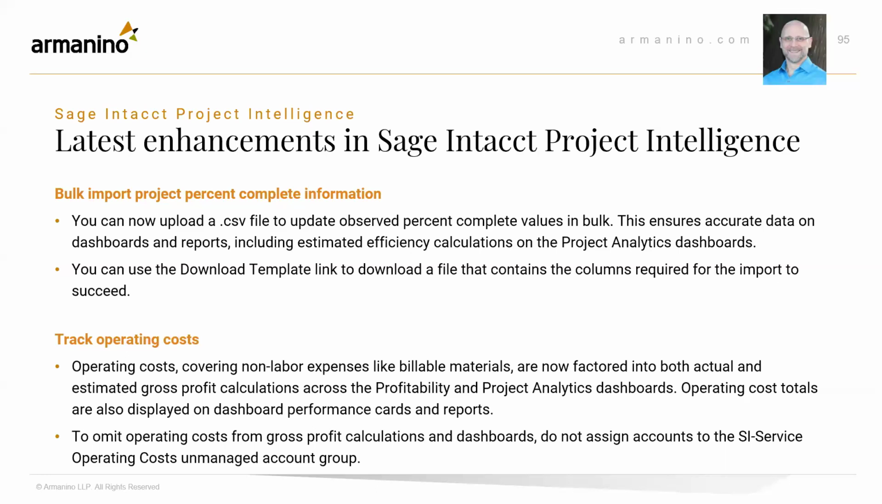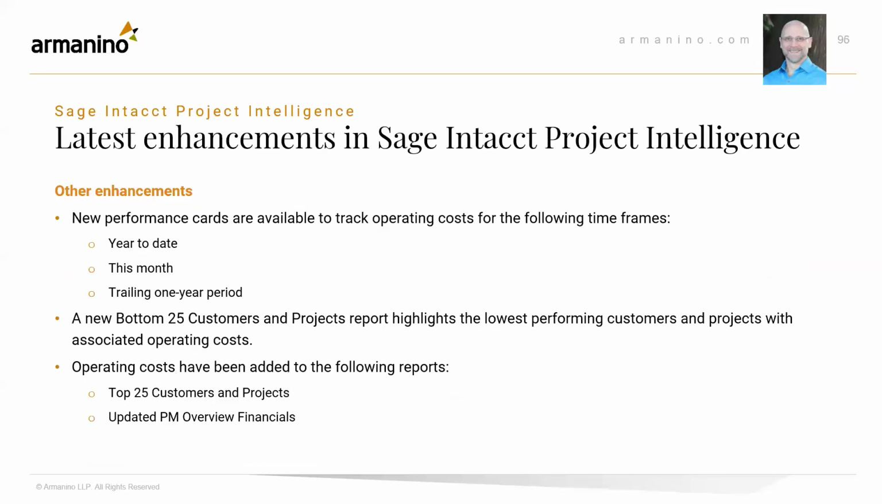Now they're factored into both actual and estimated gross profit calculations using the profitability and project analytics dashboard. Operating cost totals are also displayed on dashboard performance cards and reports. To omit those from gross profit calculations, do not assign those accounts to the SI service operating costs unmanaged account group. Other enhancements: new performance cards are available to track operating costs for the following timeframes: year to date, this month, trailing 1 year period.